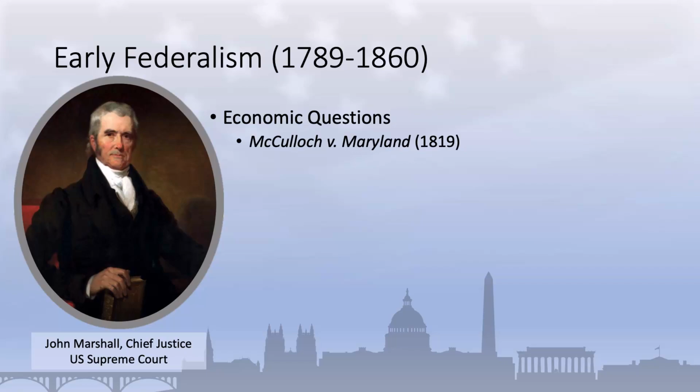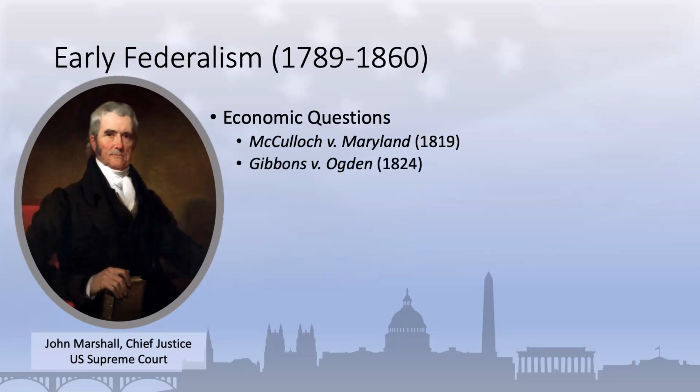More broadly, the decision established the principle of implied powers, which allowed the federal government to take actions not explicitly mentioned in the Constitution as long as they were related to its enumerated powers. This interpretation of the Constitution thus expanded the powers of the federal government relative to the states.